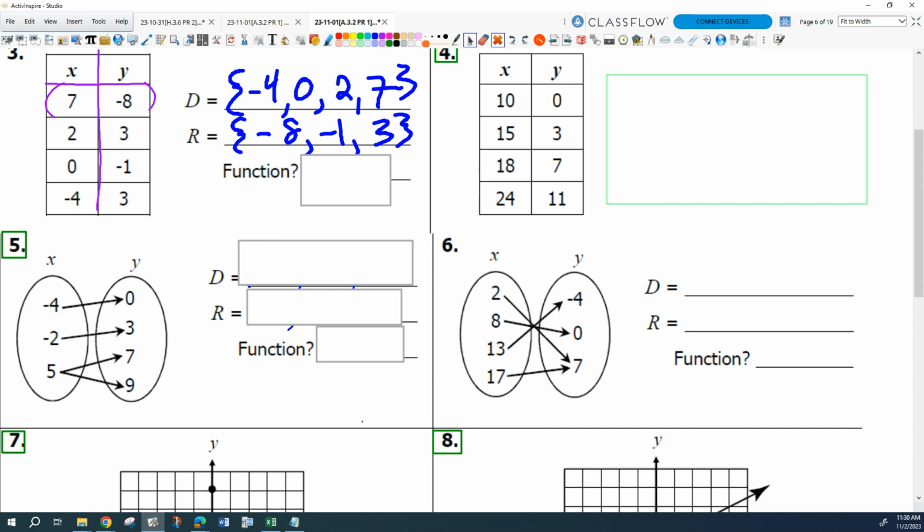How many outputs for the input -4? 1. So is it a function? It is. It passed the test. Each input only has 1 output. So is it a problem that we get multiple numbers that are the same in the output column? No, it's not.